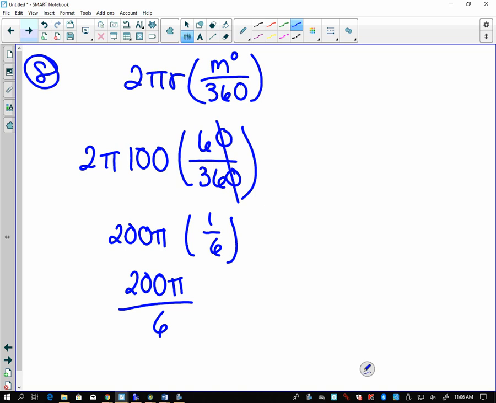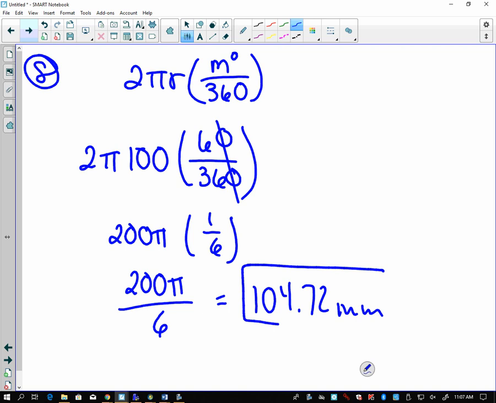Okay? So what do you get with 200 pi divided by 6? 104.72. 104.72 millimeters, I think, is the units. And we are going to do a better job of using units, right? We're going to label. Good.